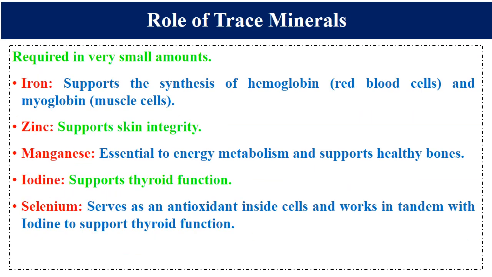Now we will see the role of trace minerals. They are required in very small quantities, in micrograms, so they are also called trace elements. The first one is iron, which supports the synthesis of hemoglobin in red blood cells. In hemoglobin there is iron at the center, and also in myoglobin, the pigment in muscle. In both cases it plays an important role in carrying oxygen.